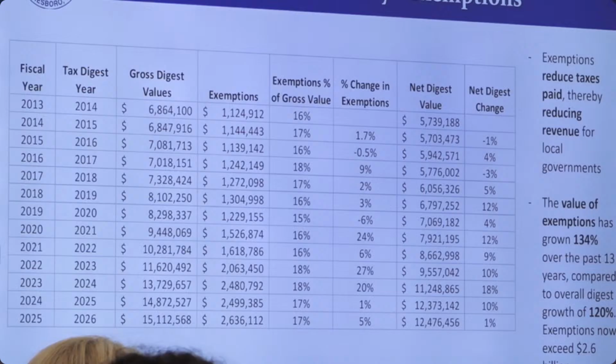And to where now exemptions exceed $2.6 billion. So of the $120-something billion that values that we have, $2.6 billion of that is exempt from taxes based on your exemptions that you can get by the tax commissioner's office. So the tax commissioner will give you the exemptions if you apply for them. They'll let you know what you qualify for if you contact them.